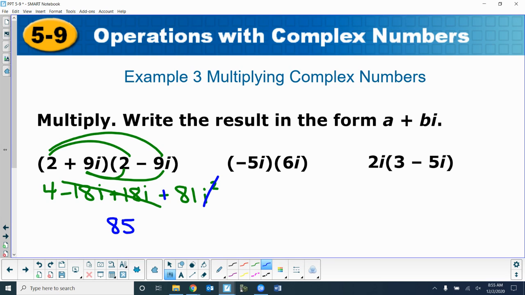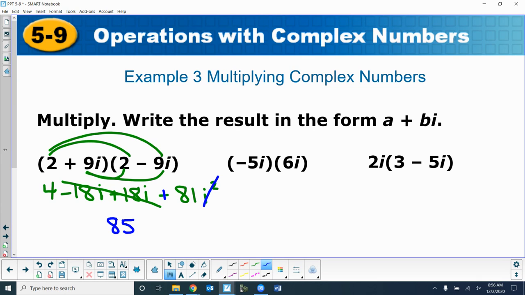Whenever you multiply complex conjugates, all you got to do is square that and add them. Square 2, square 9, and always addition. It will always be addition. That's like the shortcut. You realize they're conjugates. You can just square the first term, the second term, drop the i, don't worry about that. And always addition. Okay?